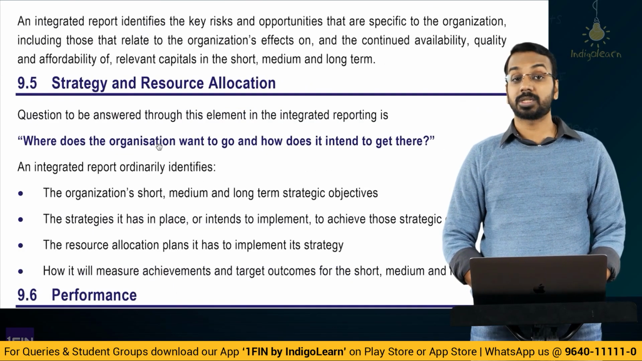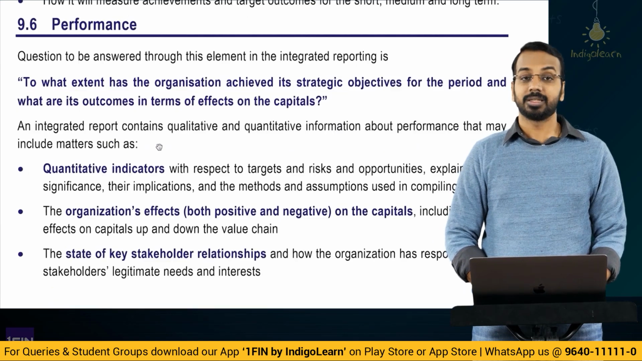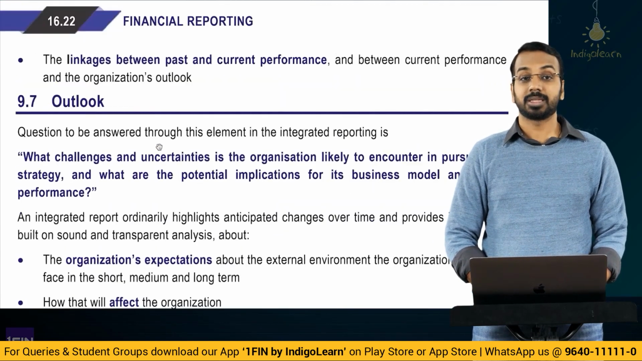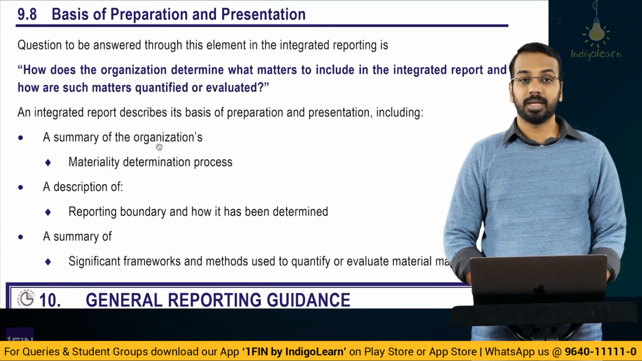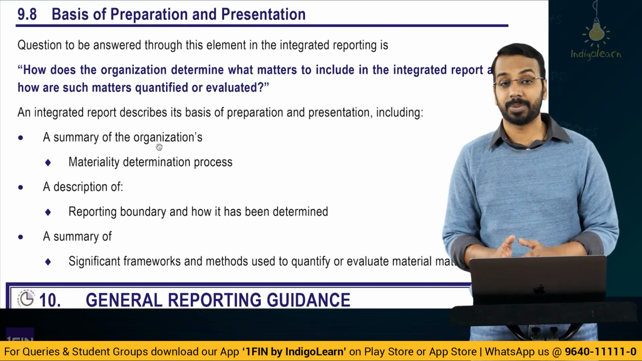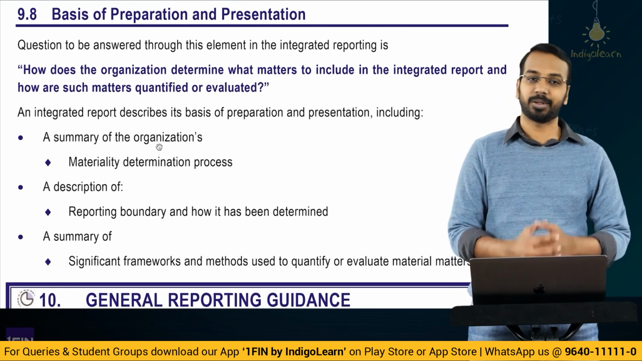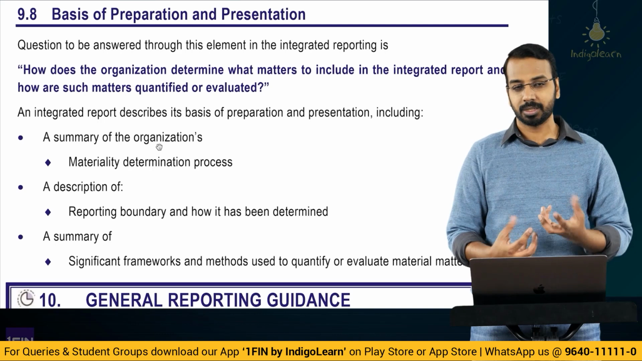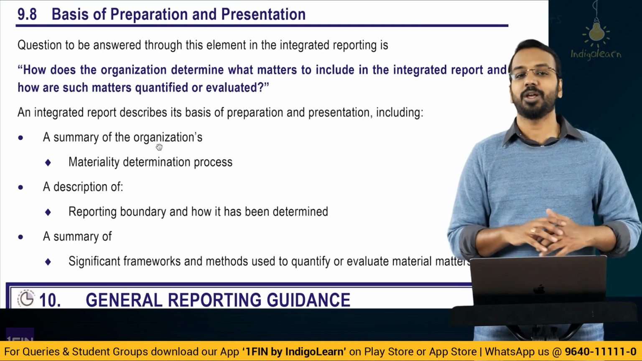Then the fifth one talks about strategy and resource allocation. The sixth one talks about performance. The seventh one talks about outlook, and the eighth one talks about what is the basis of preparation and presentation of the integrated reporting, right. So, remember these 8 points with a brief explanation of each of these points.